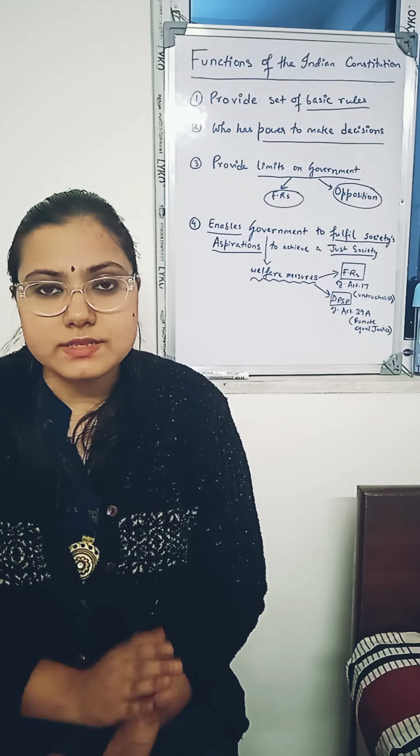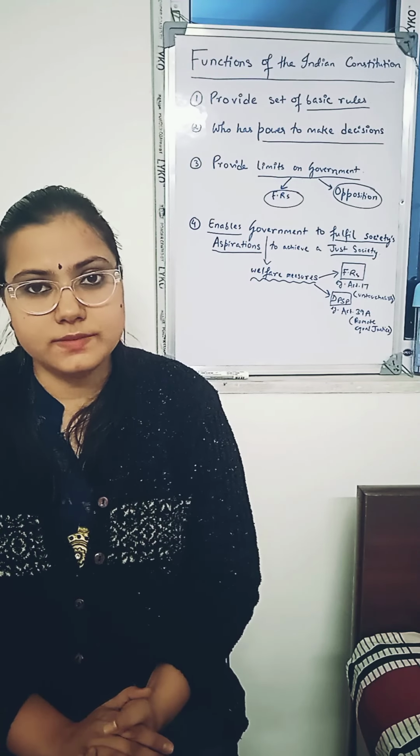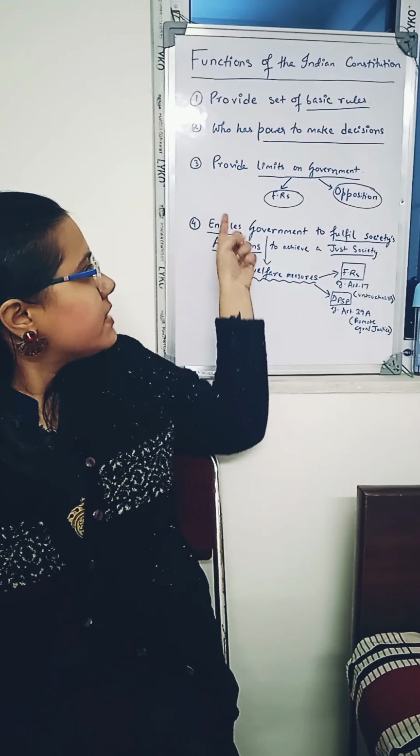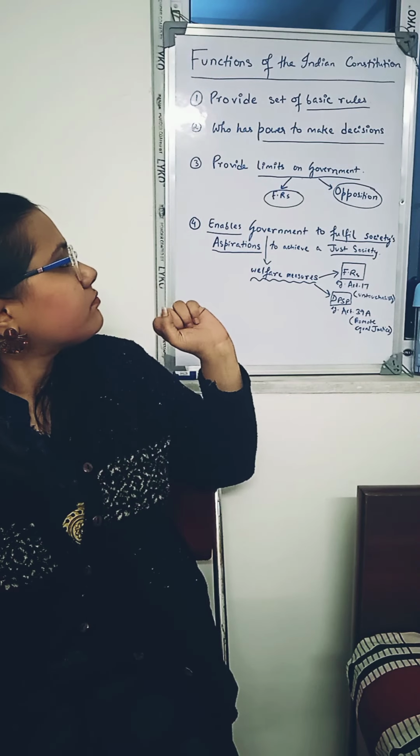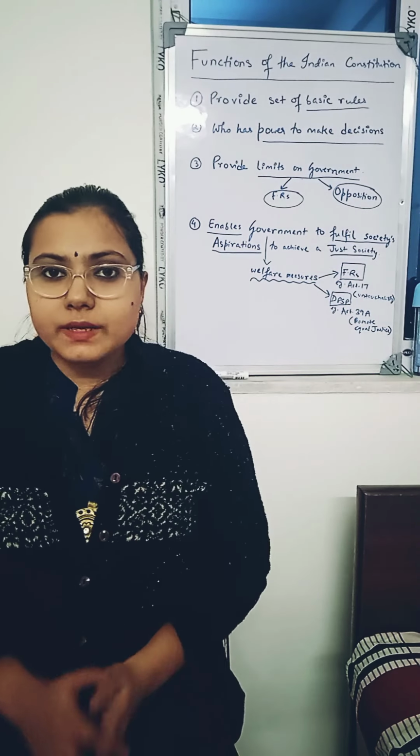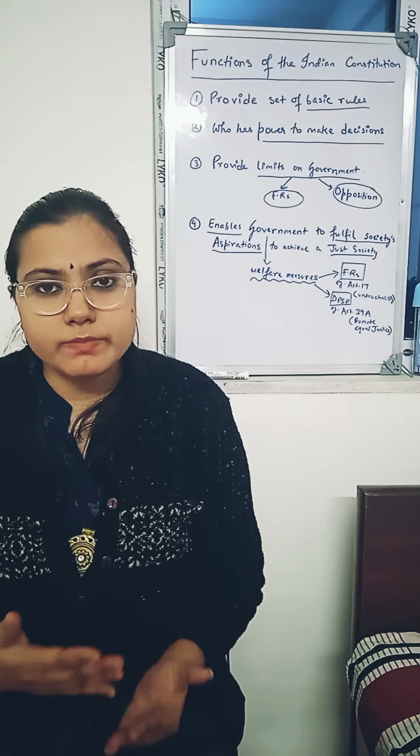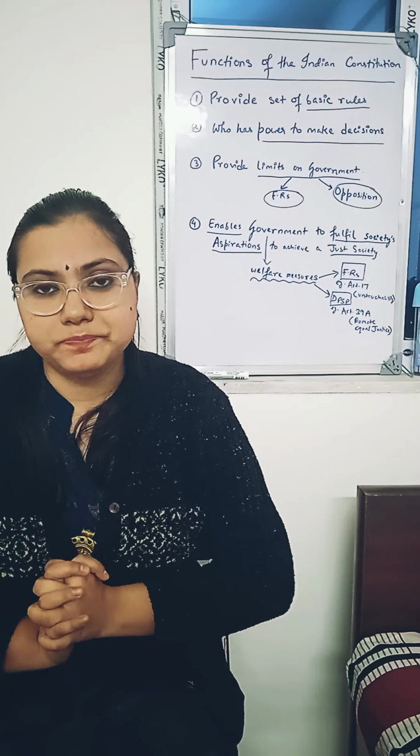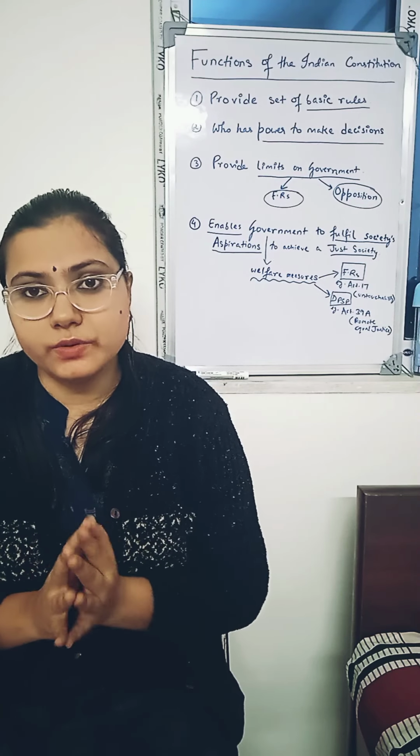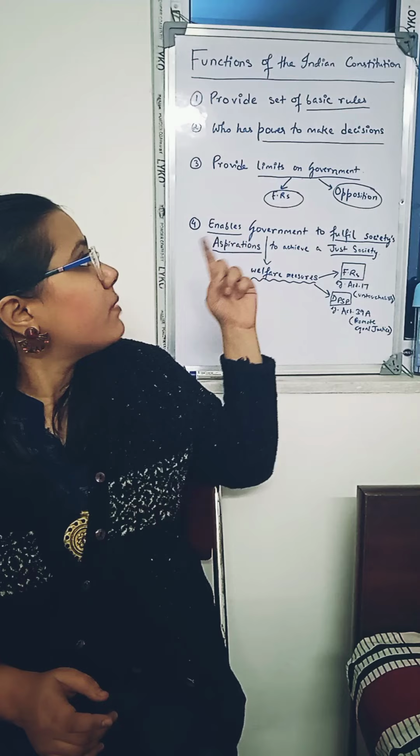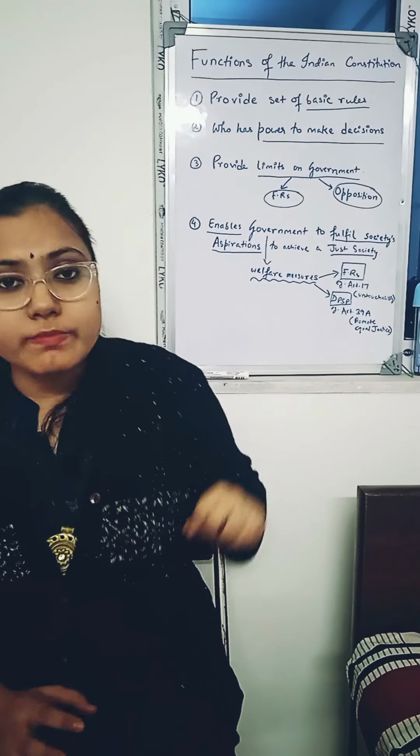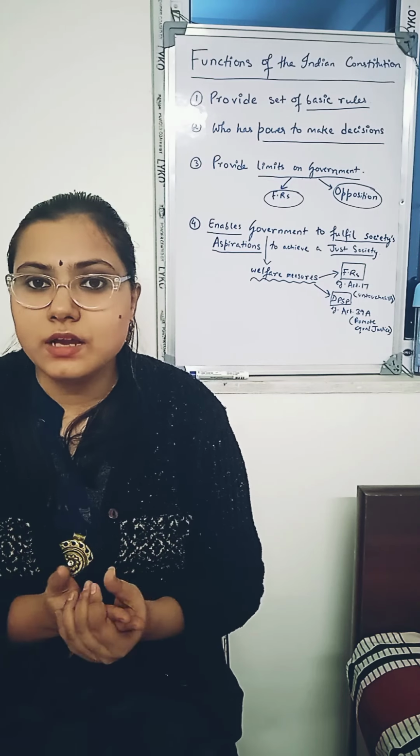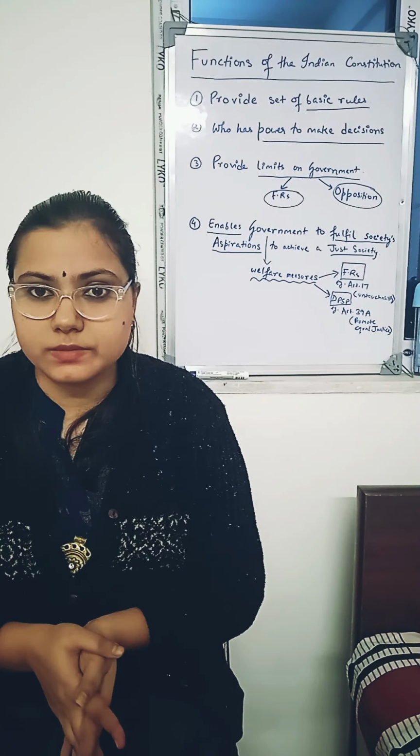So what is the third function of the Indian Constitution? The third function is that the Indian Constitution provides limits on government. Now tell me, why do we have to limit the functions of the government? As we know from the second function, the government has the power to make decisions in our society. It has the power to govern our society or our nation.